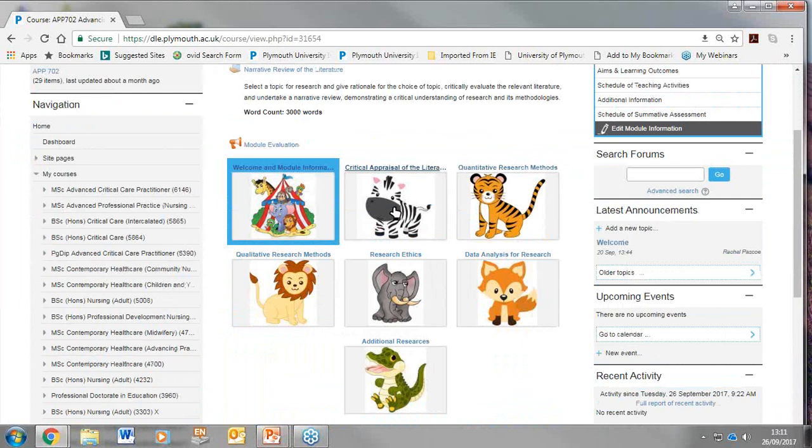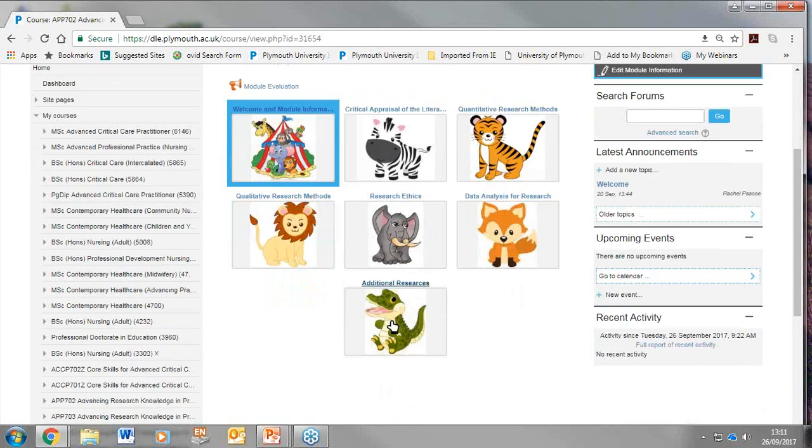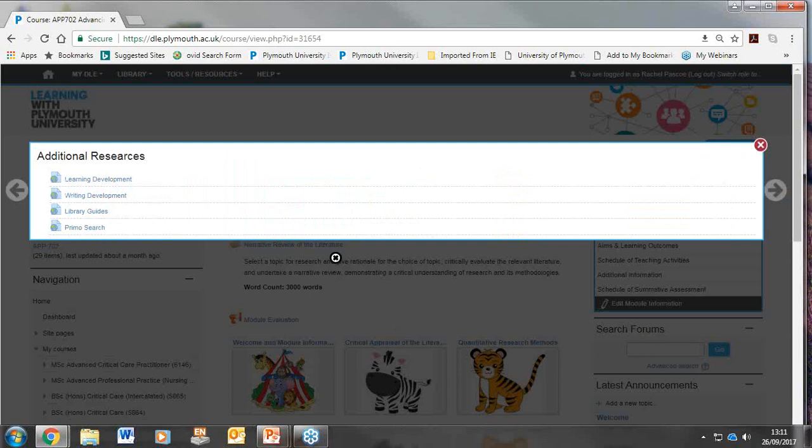Then as we do the sessions, material will appear. So when I, for example, do the qualitative research session, I will put the information under the little lion and then upload the recording of the webinar afterwards. Underneath the little crocodile are the additional resources, which is spelt incorrectly, I must change that. It's a bit embarrassing. There are certain tabs to really useful sites.